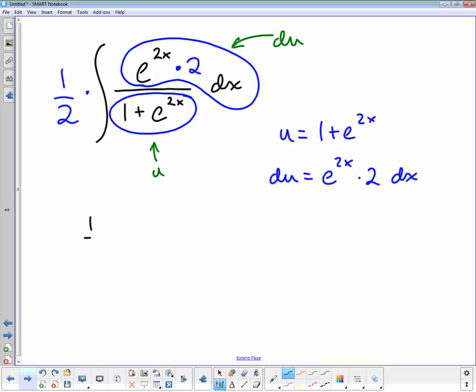You wind up with 1/2 the integral of 1 over u du, which is the natural log. Now, what about the absolute value bars? Do I need the absolute value bars for this guy?